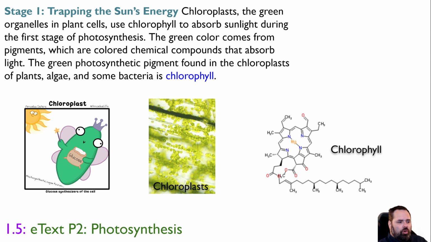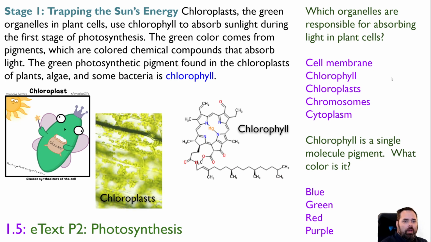Okay? So chloroplasts are the organelles, right? That we talked about organelles, right? And we can see some chloroplasts here, these green guys moving around, right? Chlorophyll is a specific molecule inside the chloroplast that allows the absorption of light, and they make the chloroplast green.